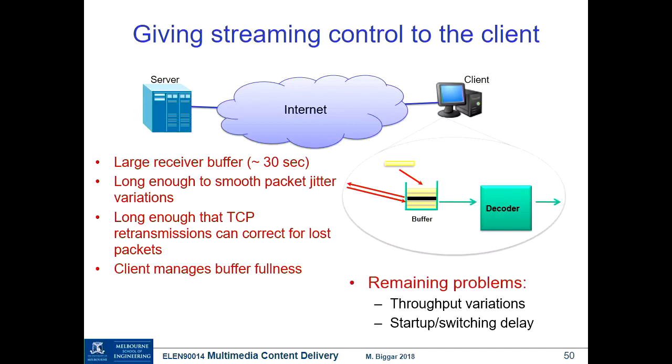So we still have some remaining problems though. We have these throughput variations that every now and again the network throughput might drop. We might not be able to sustain the high rate to keep that buffer full for 30 seconds worth of video. And although I've anticipated it from what I've just described, we need to figure out how we can do the startup quickly.